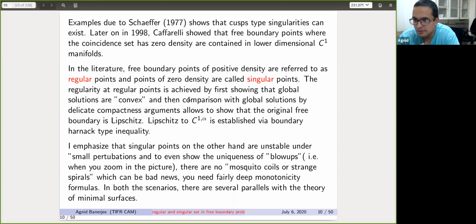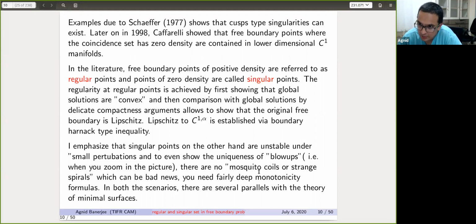And this is not unthinkable in a generic scenario, because what can happen is that you can have very strange spirals, or you can have a very complicated mosquito coil. So the first thing to show is that such a thing doesn't happen. That is, if you zoom in on the picture, the zero set should not rotate. So all I'm trying to say is that in order to show uniqueness of blowups, you have to do something. It doesn't come for free.